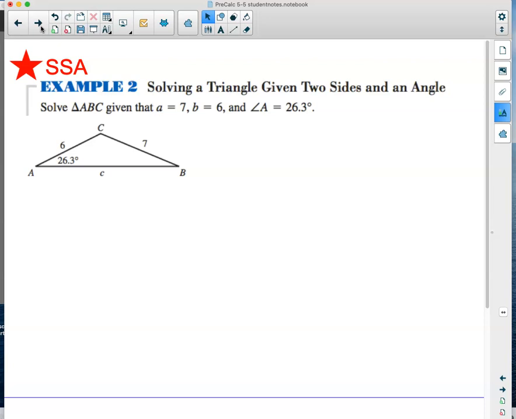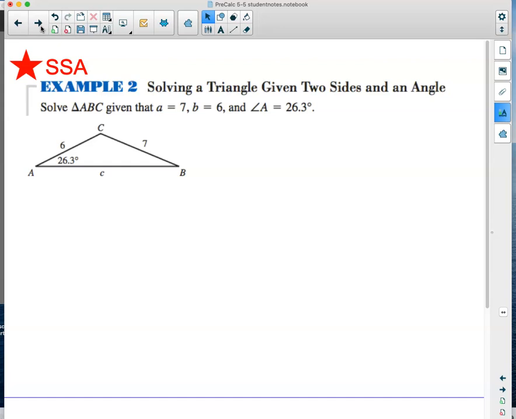So here's example 2. And example 2 gives us a little too much information. Notice it says side-side angle right up there. So solving a triangle given 2 sides and an angle. That's the first thing we'd want to check. What type of situation are we talking about here? Because if this is angle, side, angle, or angle, angle, side, I can just use the law of sines right away. I don't need to do any of this checking business.